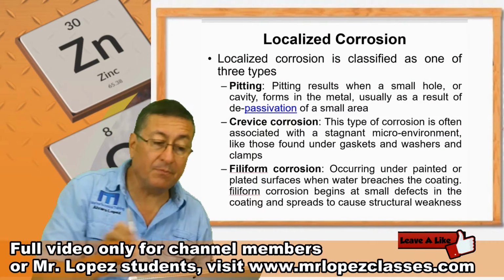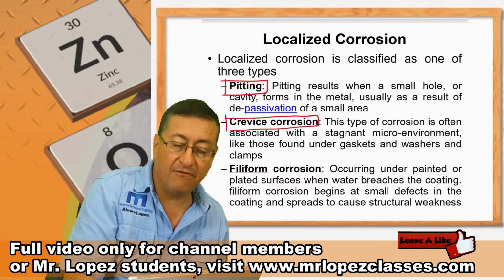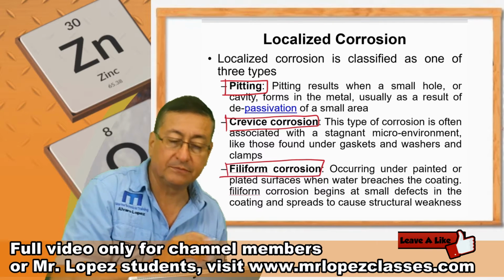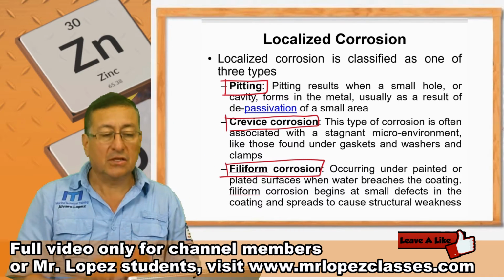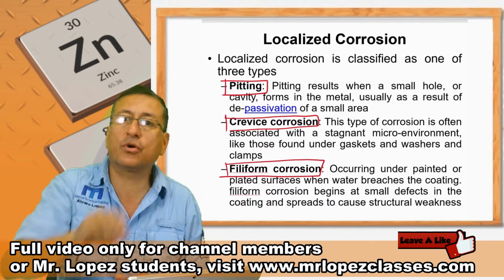Those are examples of localized corrosion: pitting corrosion, crevice corrosion, and filiform corrosion. Three different types of focus corrosion, localized corrosion.